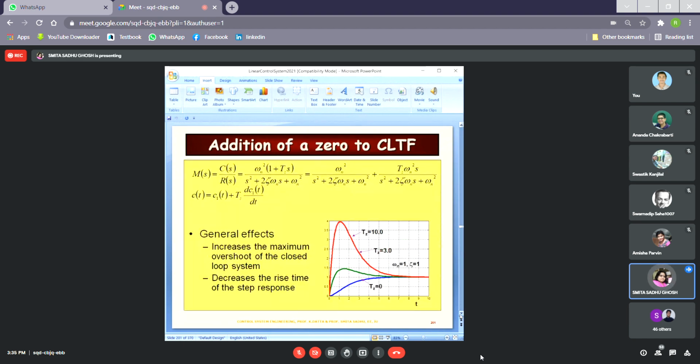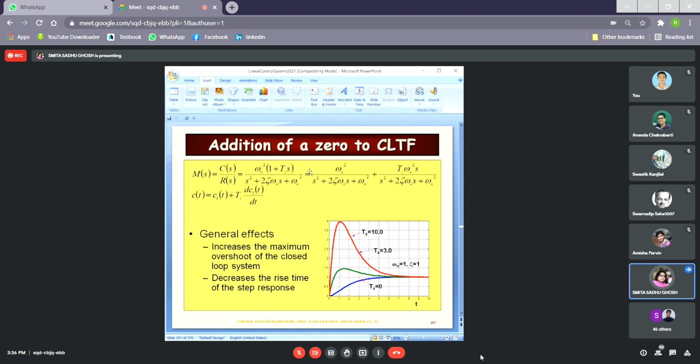The next, the third in that series, is basically addition of a zero to the closed loop transfer function. So here the closed loop transfer function was omega n square by s square plus 2 zeta omega n s plus omega n square, that you can see over here. With that, one zero has been added as 1 plus tz s, right? So now what is done is the responses have been compared and the general effects are studied.